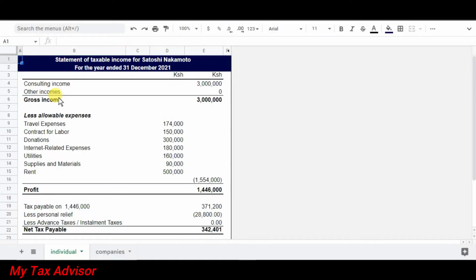Let's dive in. So consider this taxpayer here. We are referring to the financial year 2021. This consultant made an income of 3 million. They had some expenses amounting to 1.5 million, and they made a profit of 1.4. And then this taxpayer paid taxes worth 342,000. We are assuming these are resident taxpayers, and so they qualify for personal relief.